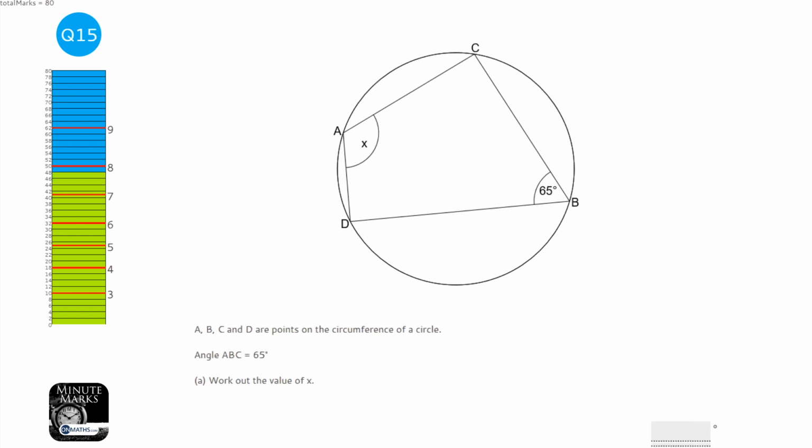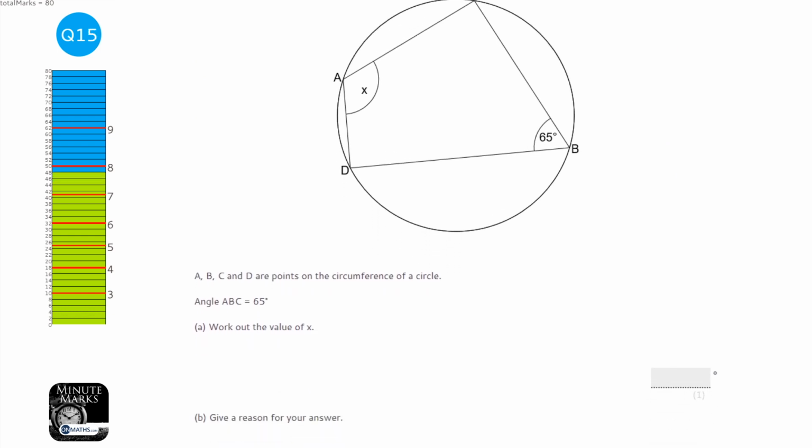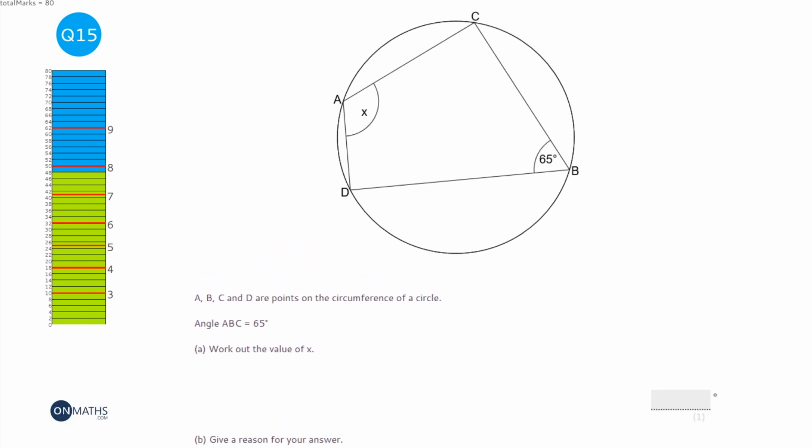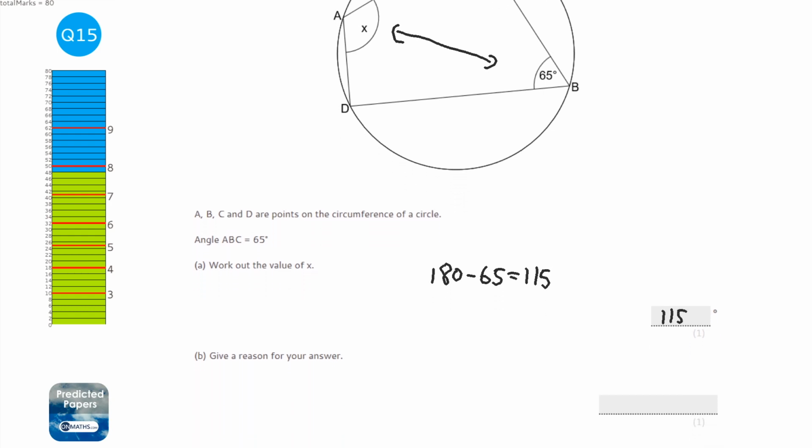Okay, this is a basic circle theorem question, and the only thing we need to know is which circle theorem this is. Well, it's a quadrilateral with each of the points on the circle, so it's a cyclic quadrilateral, and the circle theorem says that opposite angles in a cyclic quadrilateral add up to 180 degrees. So we just do 180 minus 65, which equals, I think, 115 degrees, so it'd be 115. And the response that they need is simply opposite angles in a cyclic quadrilateral.